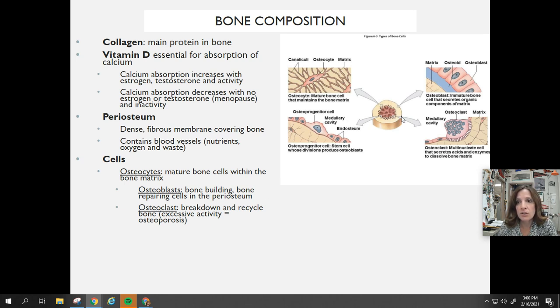So this is just a picture of osteoblasts here. Those are the builders, and they're secreting proteins and stuff into the matrix. And then osteoclasts are actually secreting acids and enzymes to break bone down.